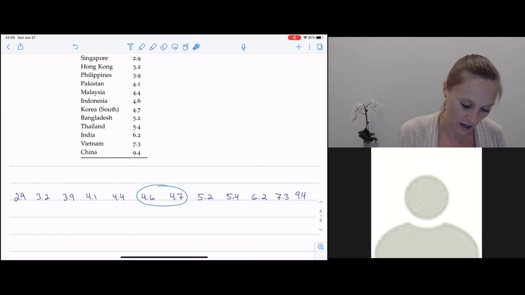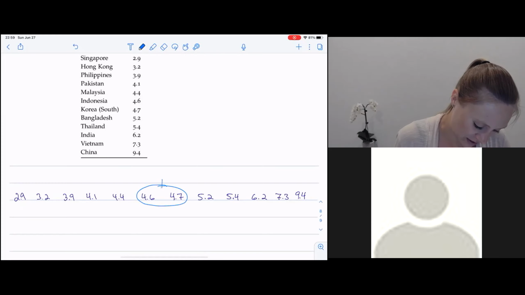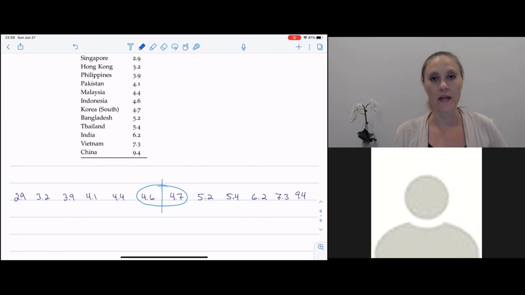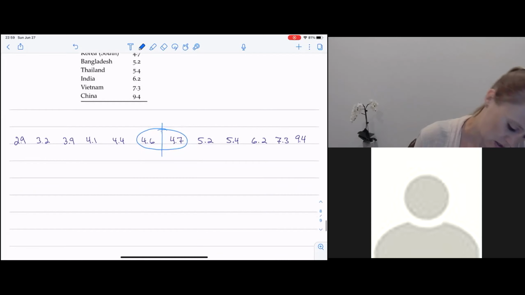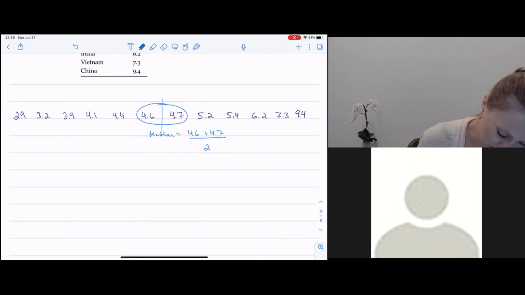Okay, so I've circled these two that I landed on as my middle value. And then I draw a line through there, and the median is going to be that line. So the median is 4.6 plus 4.7 divided by 2, which last time I checked should be 4.65, right?